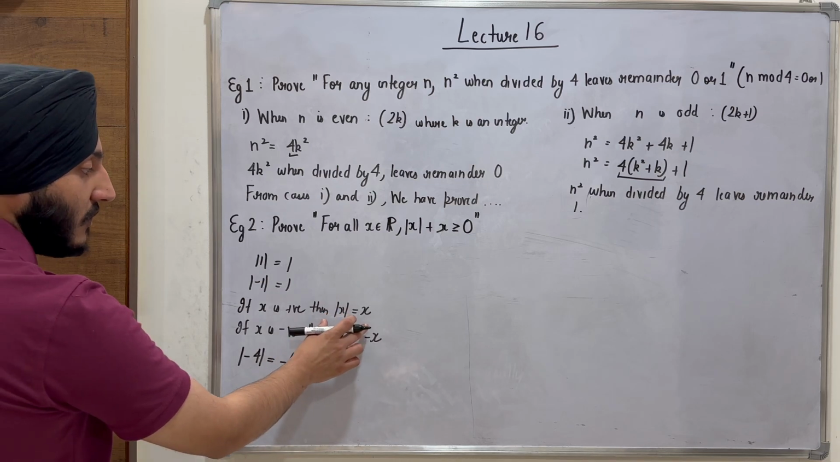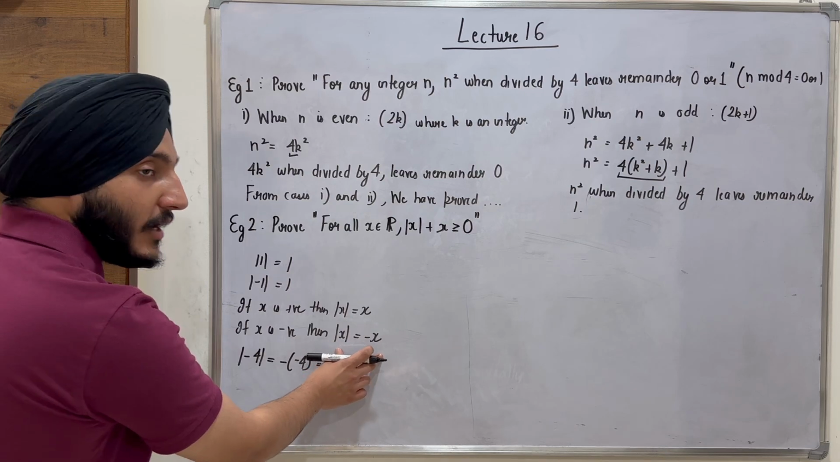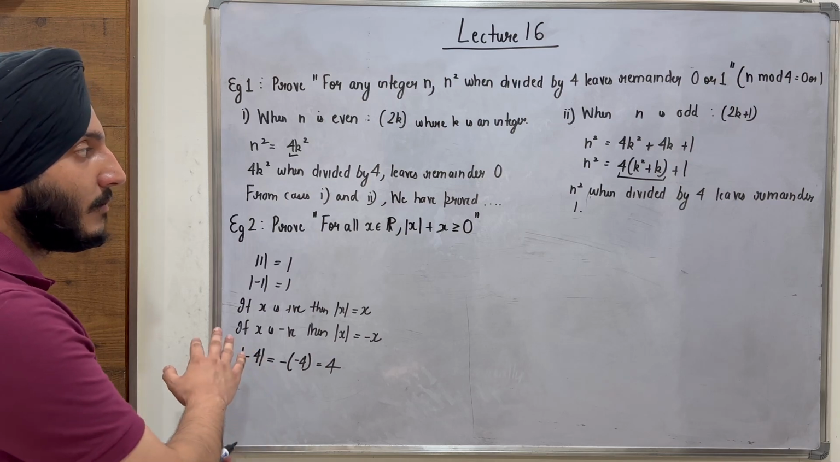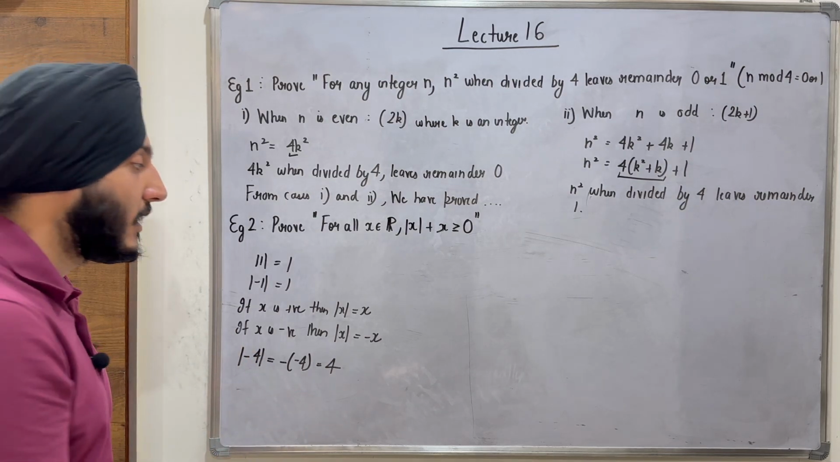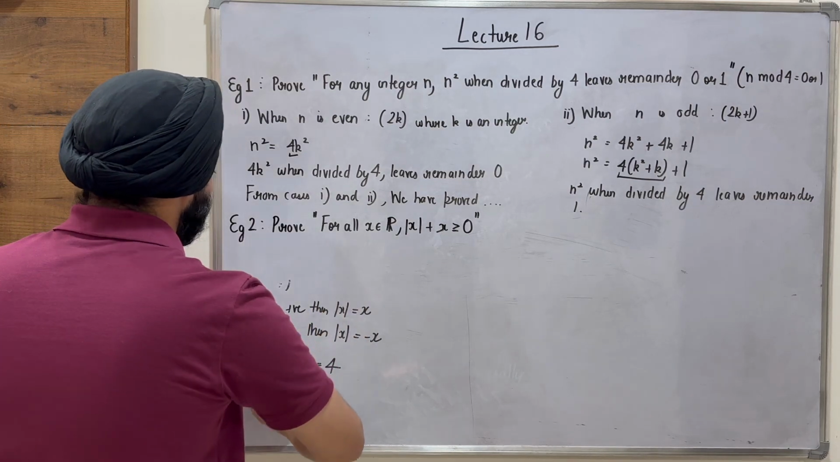So if x is positive, then the absolute value of x is x, and if x is negative, then the absolute value is equal to negative x. This is just a general thing that you need to understand, and I think this will be very helpful in future cases as well. So now let's try to solve this question.